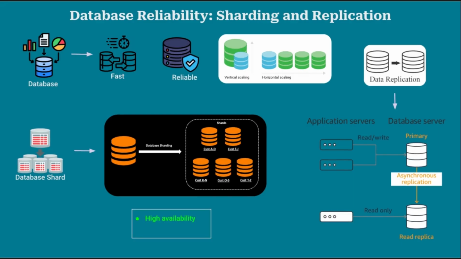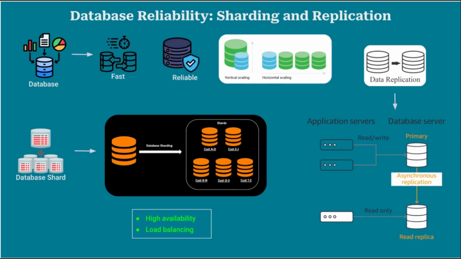If the primary fails, a replica can take over. Load balancing, by spreading read traffic across replicas. Together, sharding and replication help your databases stay fast and resilient, even as demand grows.